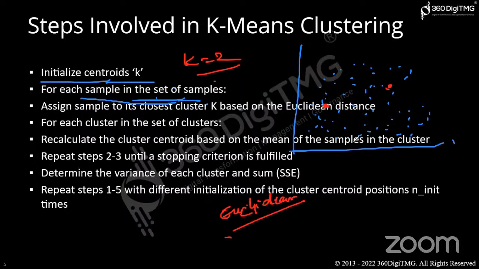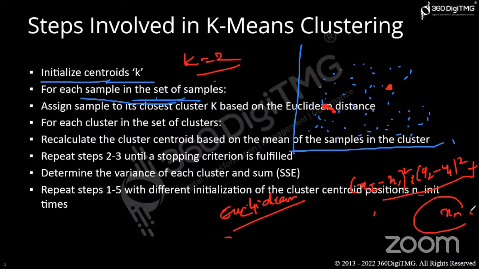What is the Euclidean distance? The distance between the 2 points. We consider this as a centroid, and the distance is x2 minus x1 whole square plus y2 minus y1 whole square. This is the distance between 2 points. That is also what we call a centroid. Like that, we will have so many, so we have to add them up to n numbers.